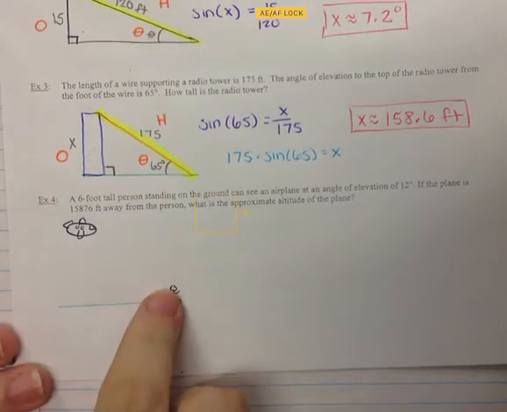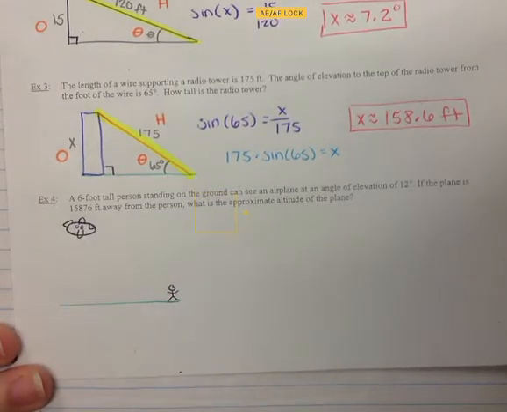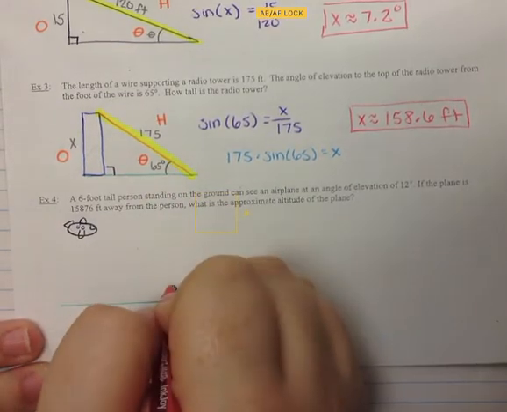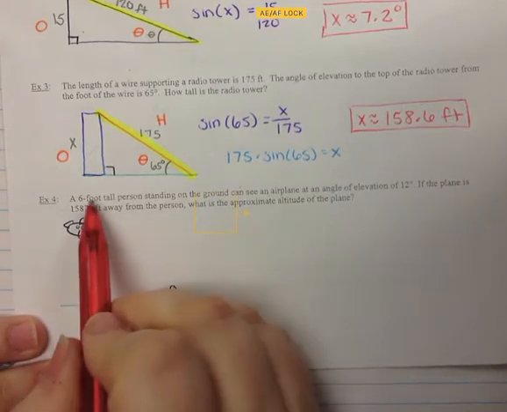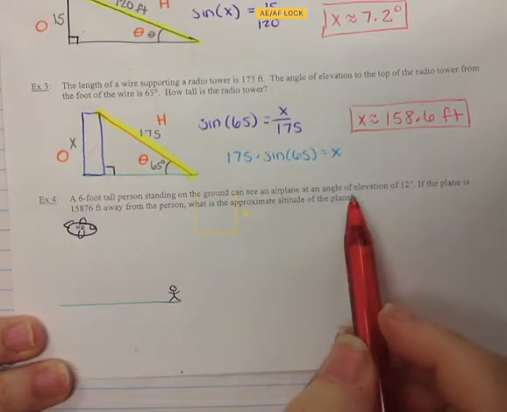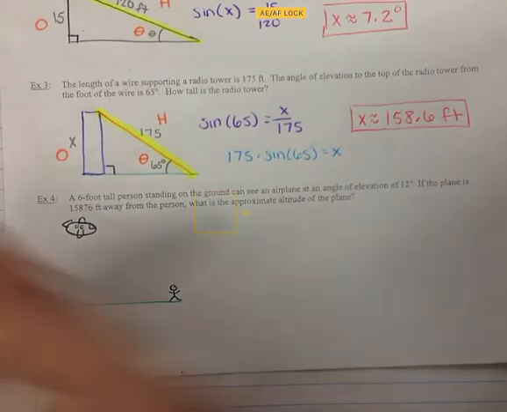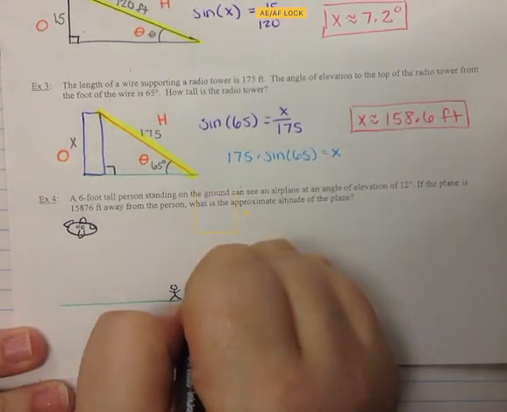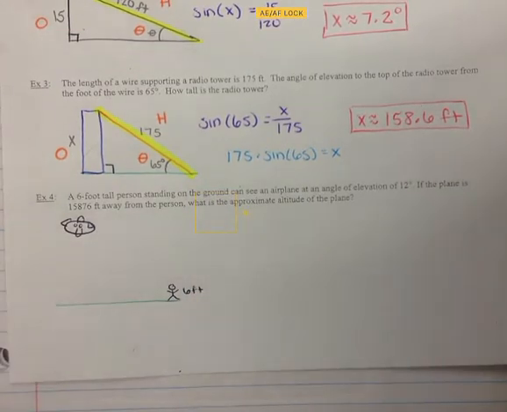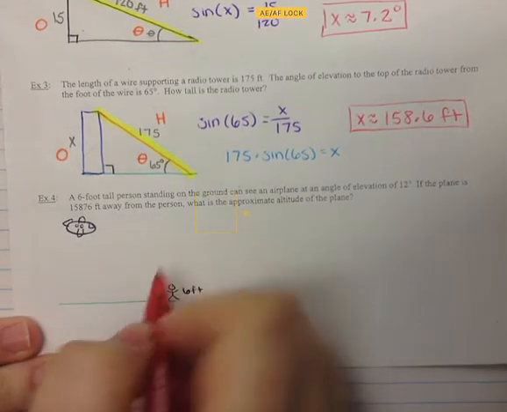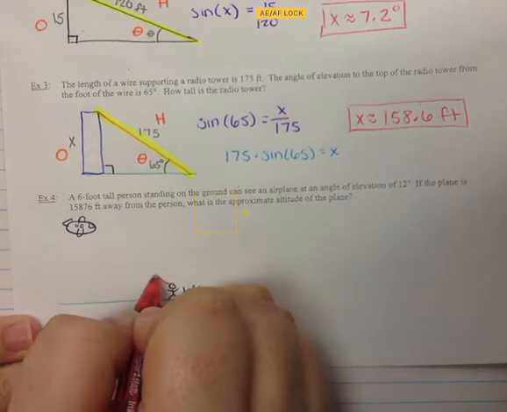And the person can see the plane. So I can draw from the person. It says a 6-foot tall person can see the plane. So because I know how tall this person is, I should actually put in here that yes, this person is 6 feet tall. Now the person is seeing it, so I actually draw from his eyesight to the plane.